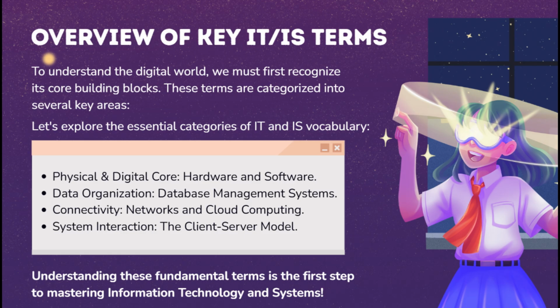1. Physical and digital core: hardware and software. 2. Data organization: database management system. 3. Connectivity: networks and cloud computing. 4. System interaction: the client-server model. Understanding these fundamental terms is the first step to mastering information technology and systems.